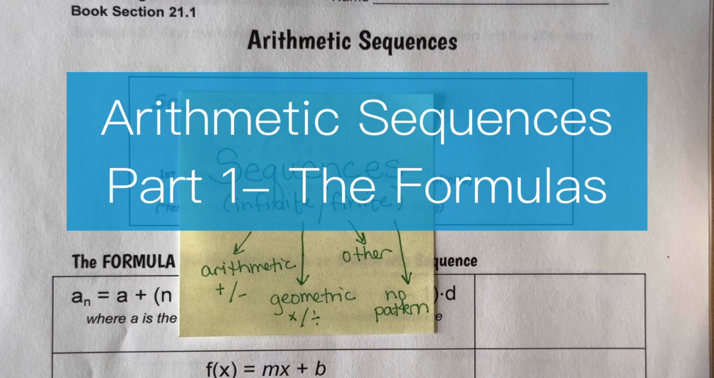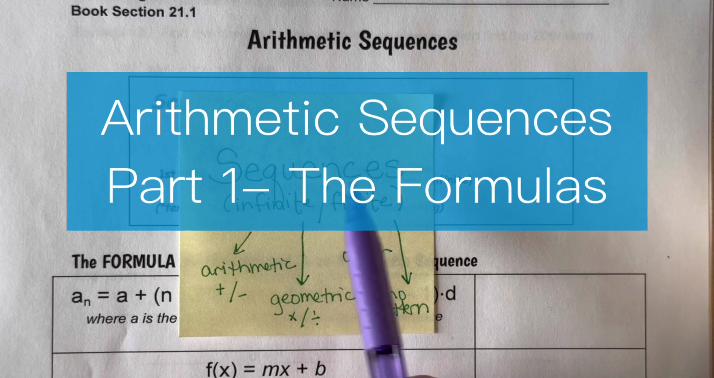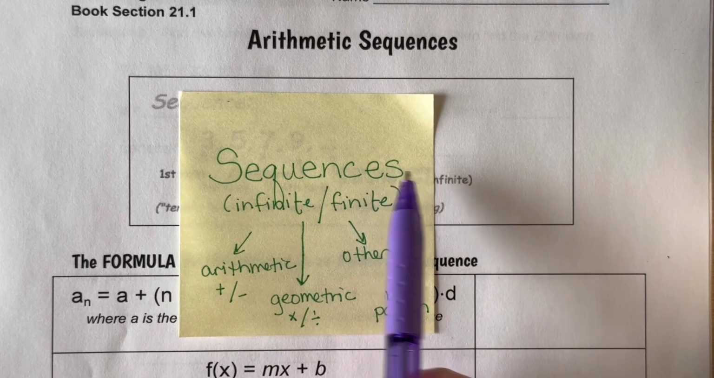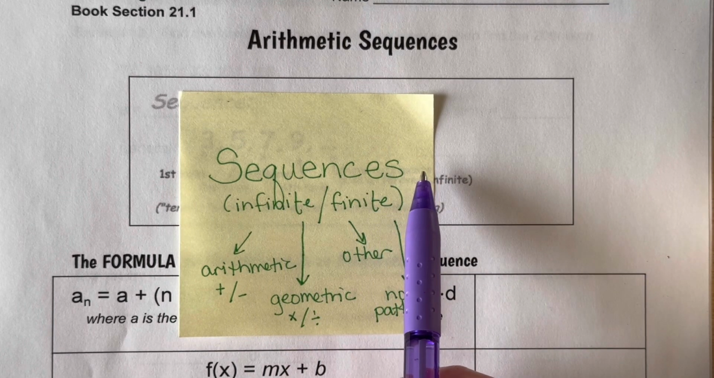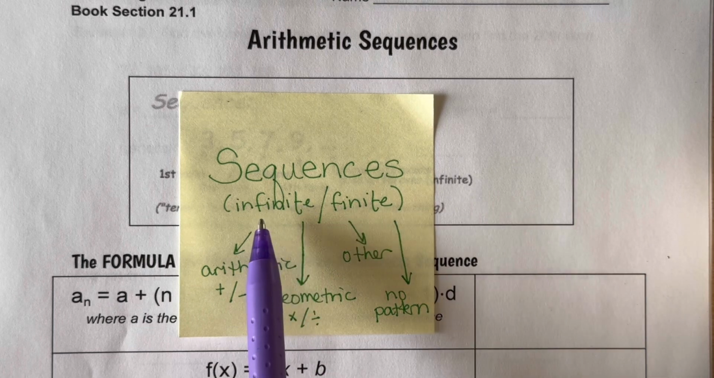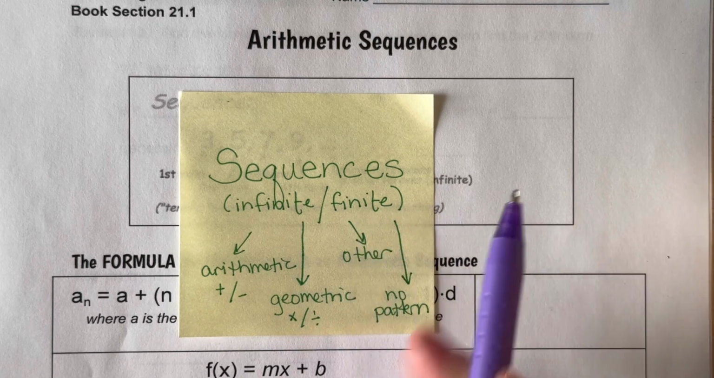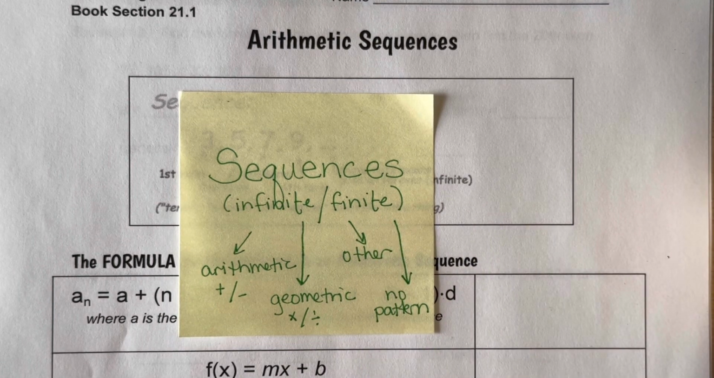Let's delve into the world of sequences. Sequences are just lists of numbers, and it's important to understand different types of sequences before we talk about our first one. Sequences can either be infinite, which means the list continues on and on and on forever, or they can be finite, which means they end after a certain number of terms.